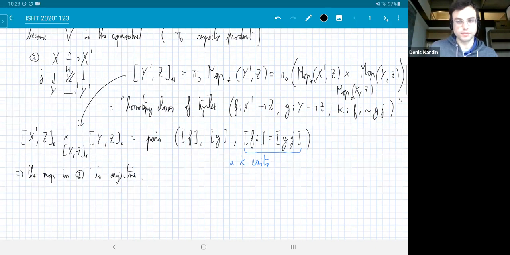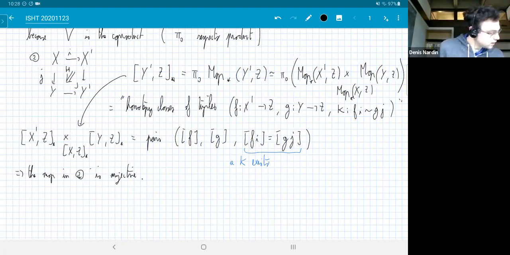Questions? Seems not. Okay, so this was the easy direction. We had a representable functor and we saw that it satisfies the two necessary properties. Let's see what happens for the other direction.